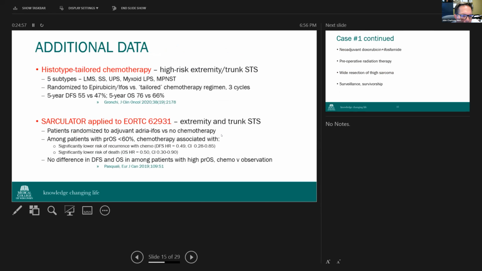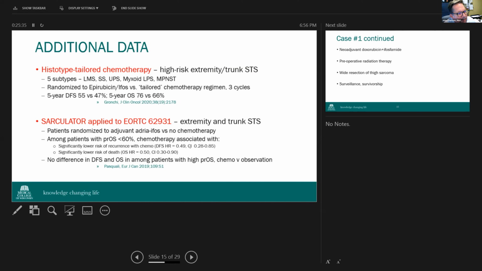And then the next slide is a few more modern studies. We'll go to the bottom one first. This is a retrospective analysis of that negative study, which again is not ideal data. But interestingly, they found that people in that EORTC study who had the highest risk, those with predicted overall survival on the Sarculator tool, among those people there was a significant benefit to chemotherapy in terms of overall survival, even though they weren't getting the higher dose ifosfamide. So that gives a little support to the chemotherapy argument.